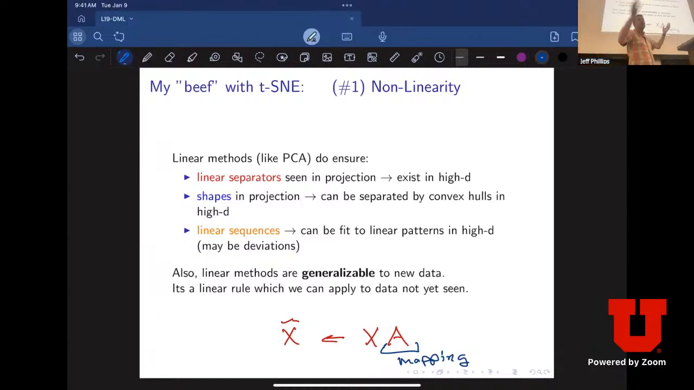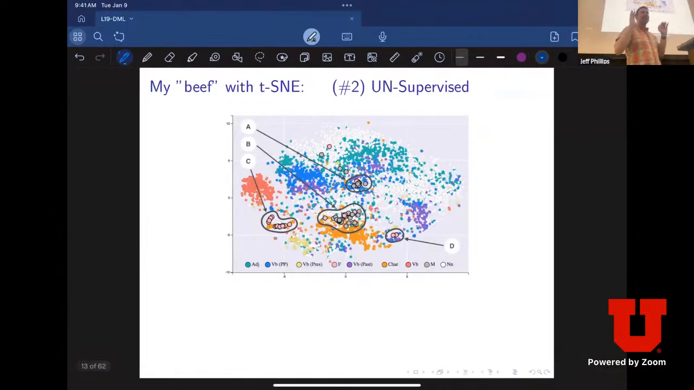So if I have new data, I just apply the same mapping function again. If I have t-SNE, there isn't a way to do that. I don't have a mapping for new data into the same reduced dimensions. Okay, that was my first beef with t-SNE.